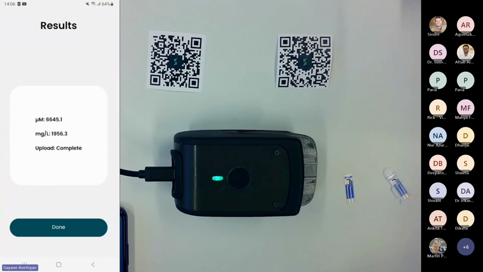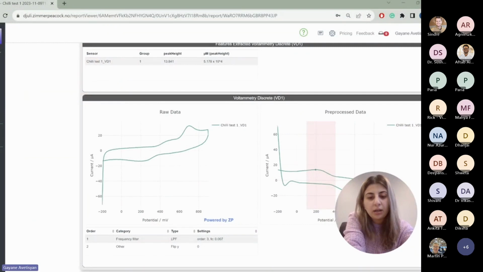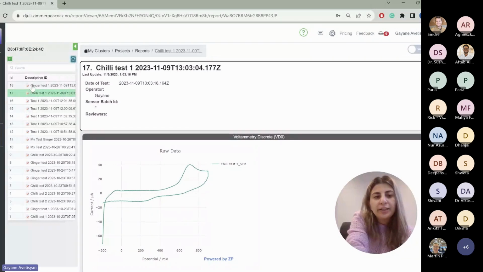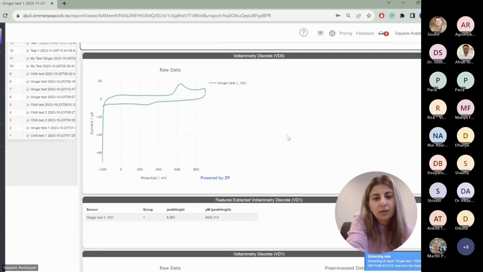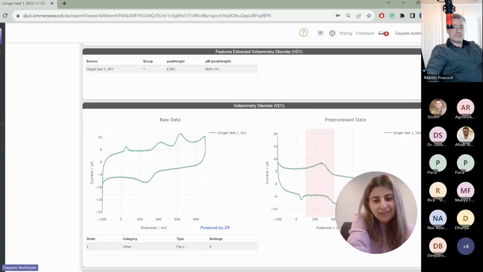So I'll just remove the sensor, and we see that it gets back with the results with molarity and also milligram per liter. And also it says the upload was completed. And when I go to Julie, when I go up, I need to refresh, and I see the ginger test 1. I will click to the report. Yeah, and here is the data. Yeah, I think that's it from my side, Martin.